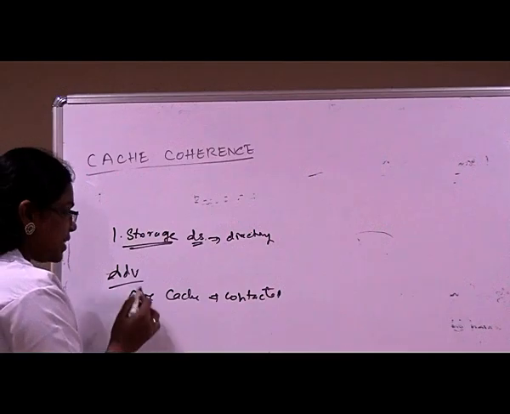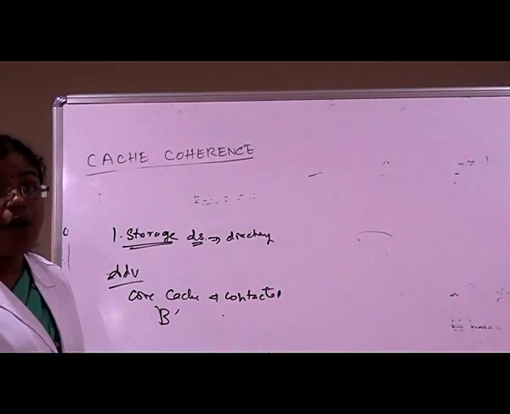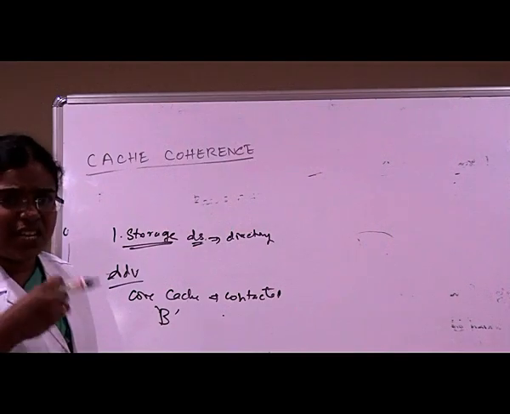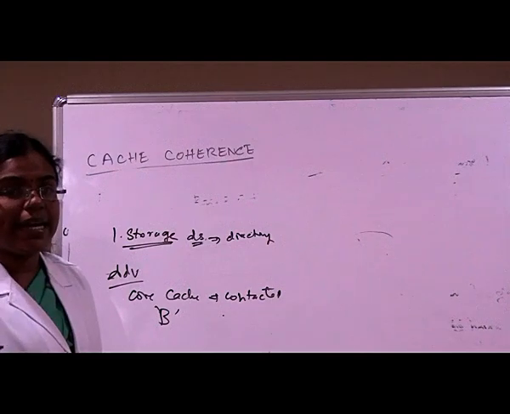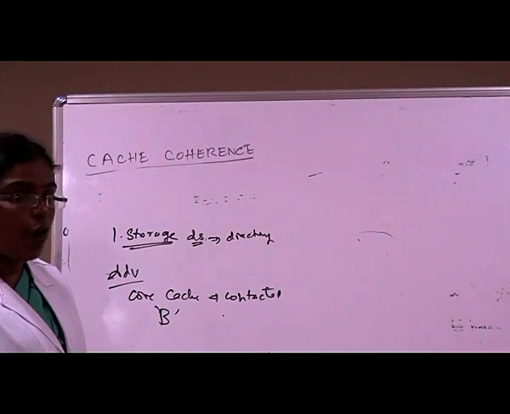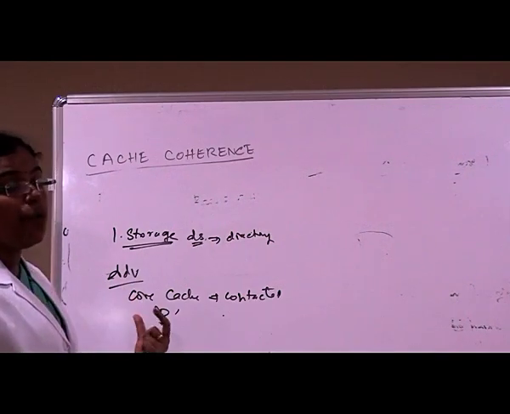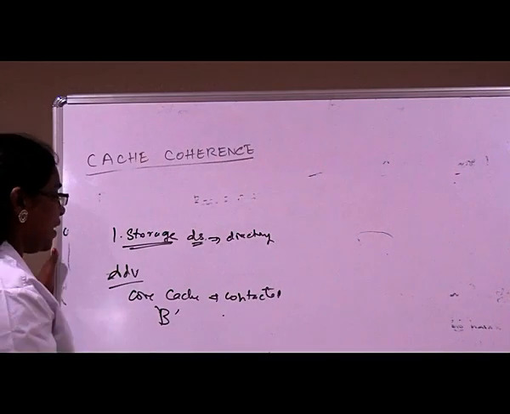So the core that is containing B alone will be contacted, whereas in the snooping protocol we have to contact all the processors. We are just broadcasting the message in the interconnect so that all the cores connected to the interconnect will see it. So all the cores' caches have to be contacted. Here only the core containing the block B is contacted. This is the advantage of the directory based approach.